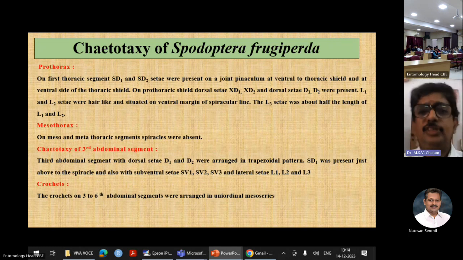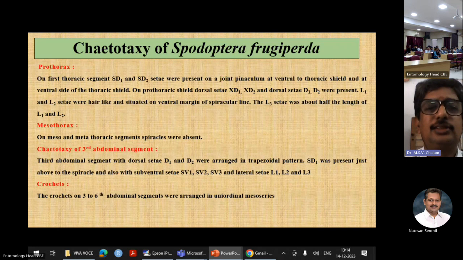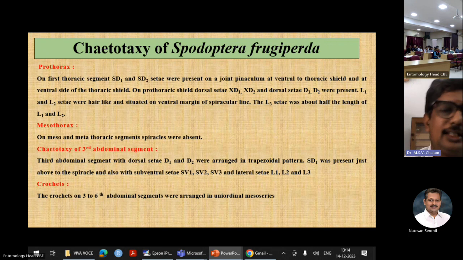So the first one is the Chaetotaxy of Spodoptera litura. This is the Chaetotaxy of Spodoptera frugiperda. I'm not going to go into the entire details. Here also we will be describing the shields as well as the seta which are present: XD1, XD2, dorsal seta D1, D2 like that. Next one.